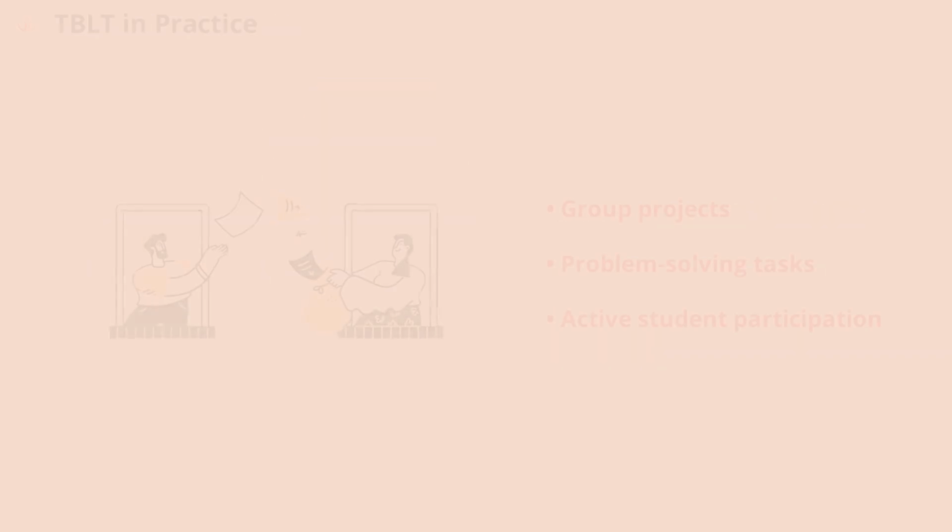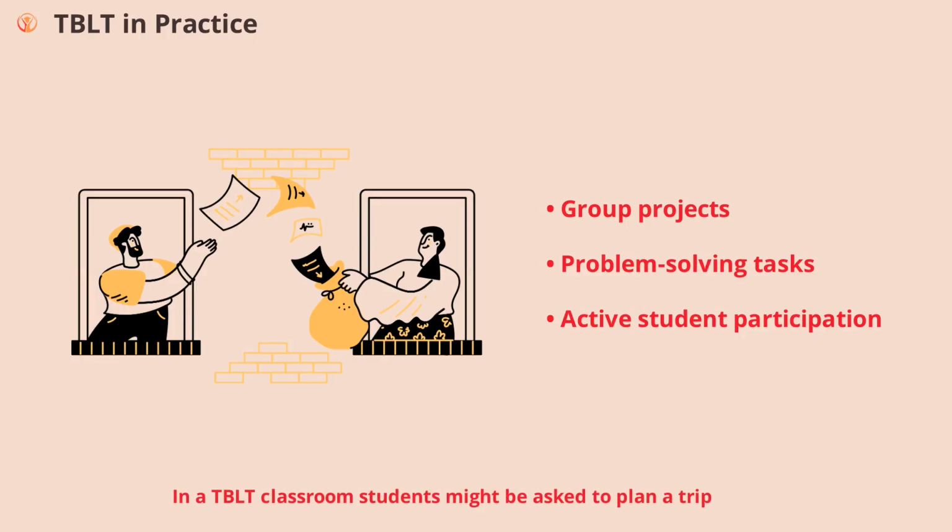In a TBLT classroom, students might be asked to plan a trip, complete a group project, or solve a problem using English. The emphasis is on communication and collaboration, with language skills developed through meaningful use. The teacher provides support and feedback, but students take an active role in their own learning. This approach helps learners develop the confidence and skills needed to use English in real-life situations.